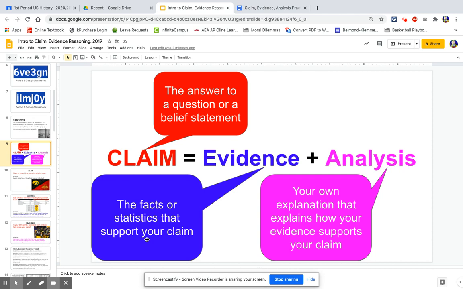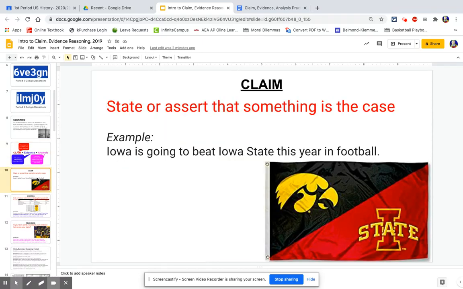All right, so I want to give you an example really quickly of claim, evidence, analysis writing. Let's start off with a claim. A claim is just to say that something is the case. It's to make a statement to answer a question. I know this is not true this year with COVID. I did this last year, but just bear with me. My wife at home is an Iowa State fan. I'm an Iowa fan, so we always go back and forth on that. Let's say that I think Iowa is going to beat Iowa State this year in football.